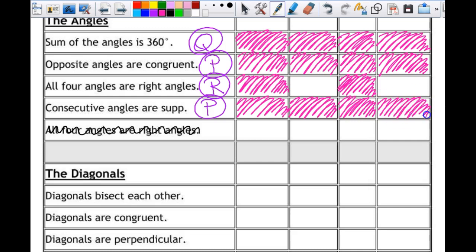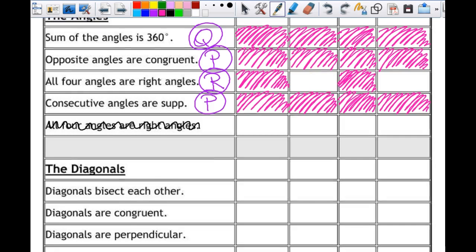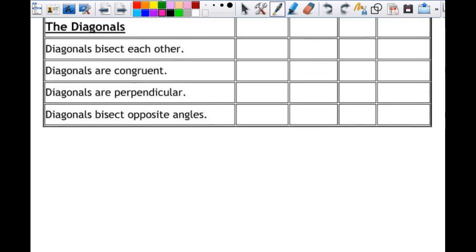Okay. Now, these all four angles being right angles, does it apply to some things that are rhombus? Yes, but not all of them. That's why we're not filling it in. Okay, we good on the angles? All right, so let's look at the diagonals. Diagonals bisect each other. What does that directly relate to? Parallelogram. Okay, so all of these are shaded in.